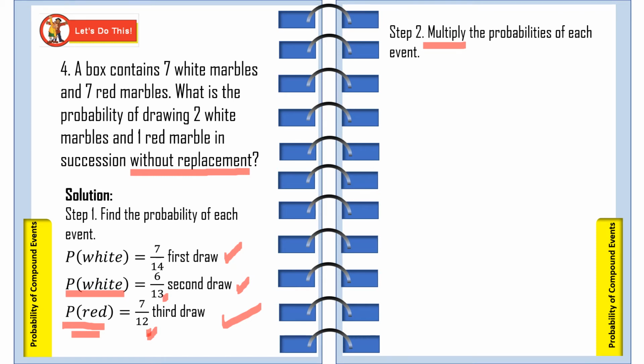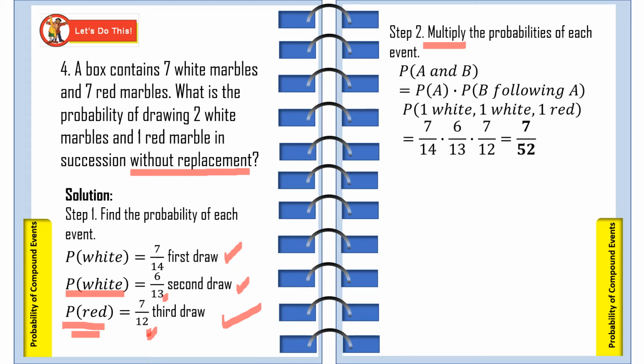Okay? So, for this, multiply lang natin yung tatlo. Ganun na lang siya kasimple. So, probability ng first draw ng white, 7 over 14, times the probability ng second draw ng white marble, that is 6 over 13. And then, probability na red marble yung mapipili, that is 7 over 12. And then, our final answer is 7 over 52. Okay, so yun lang. Tapos na. Ganun lang siya. Kadali. Diba? Medyo nakuha nyo na. So, ganun lang siya. Ang importante lang is yung analyzation nyo, yung comprehension nyo pagdating sa worded problems.